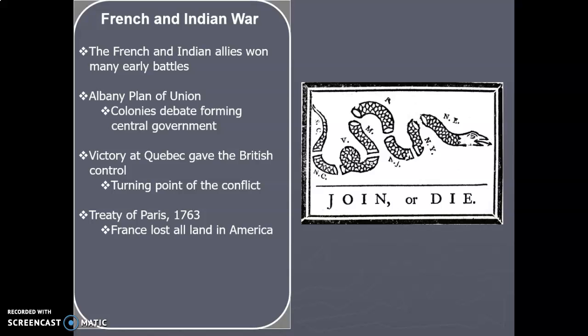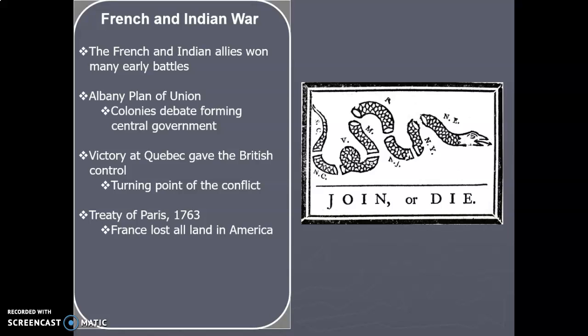The French and the Indians won a lot of the early battles. Britain's not even going to enter this war for 2 years. They don't enter the war until late 1755. And as a matter of fact, they called it an illegal war. Once again, they did not want to fight this war because of financial concerns.